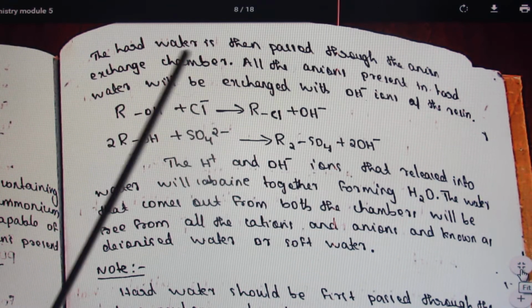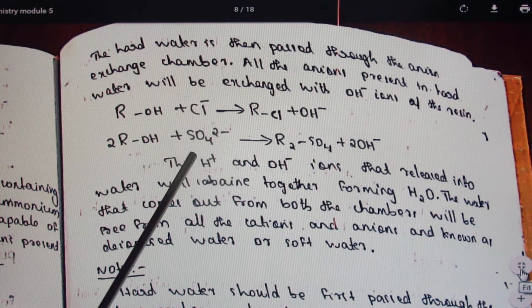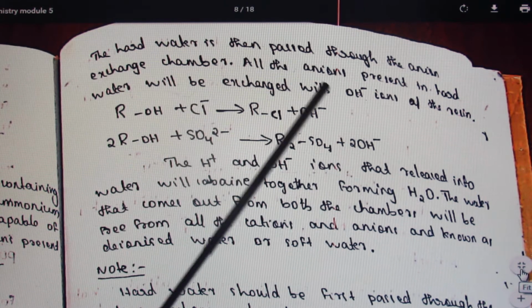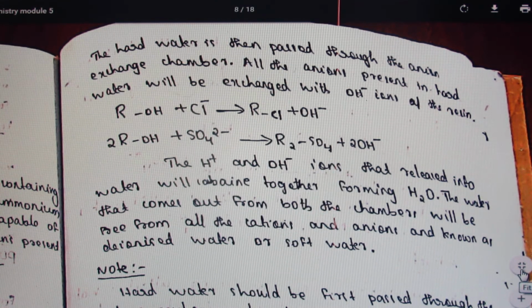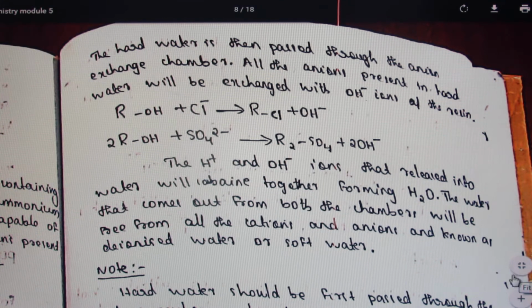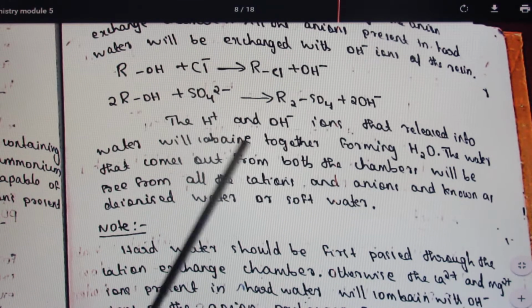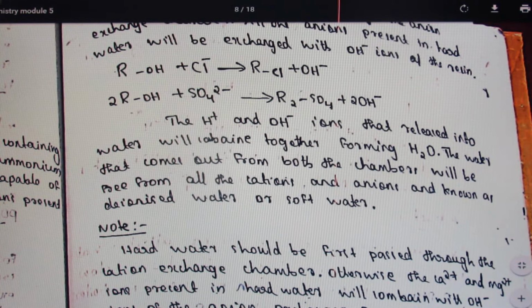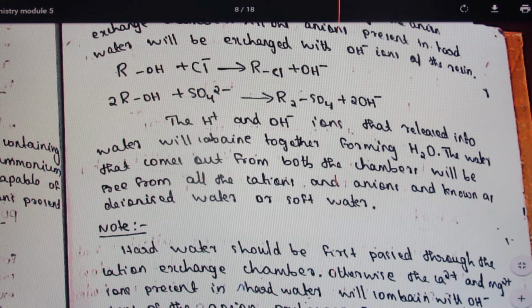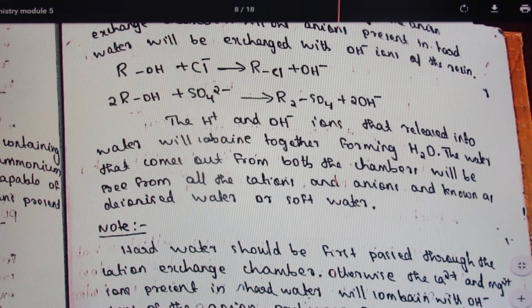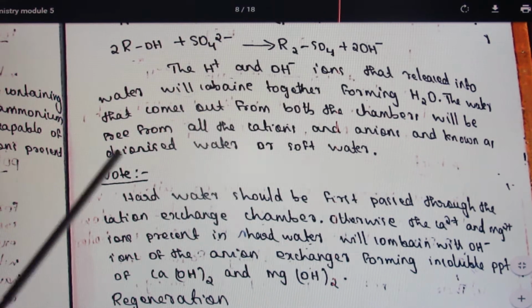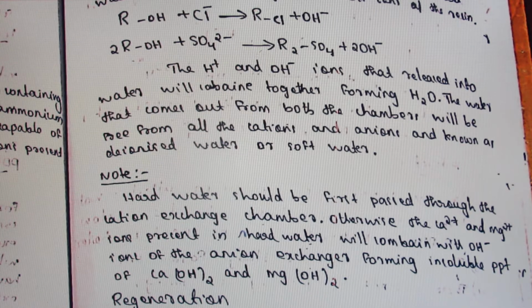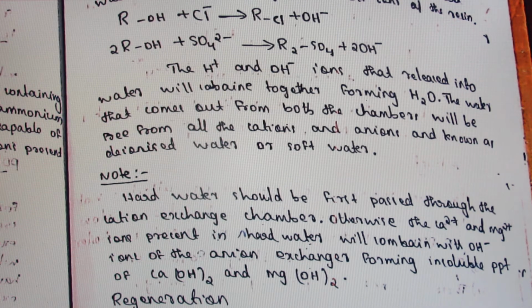So here OH- is capable of removing the Cl- and SO4 2- anions present in hard water. OH- is released as a byproduct here. In the cation exchange unit we obtain H+ as a byproduct. So the H+ and OH- ions released into the water combine to form H2O, because one is coming from the cation exchange unit and the other from the anion exchange unit. They combine to form the water molecule. The water so obtained is called deionized water or soft water because it is completely free from hardness producing ions.